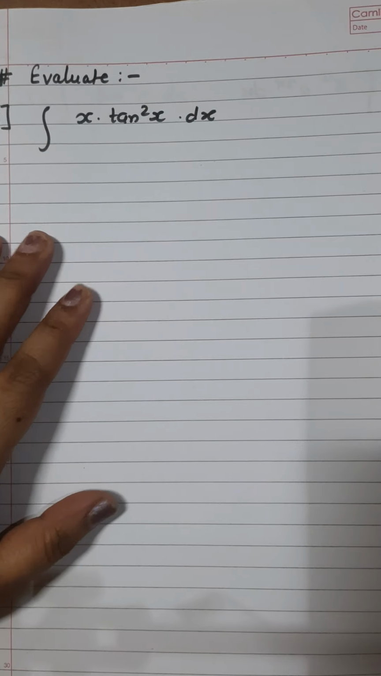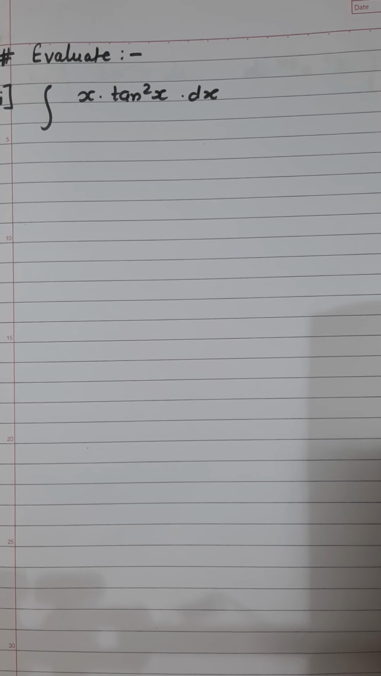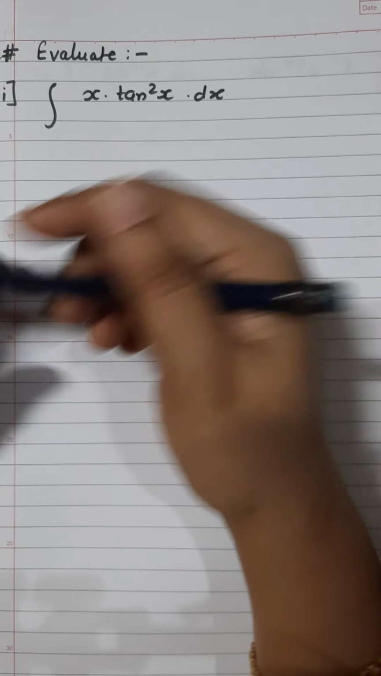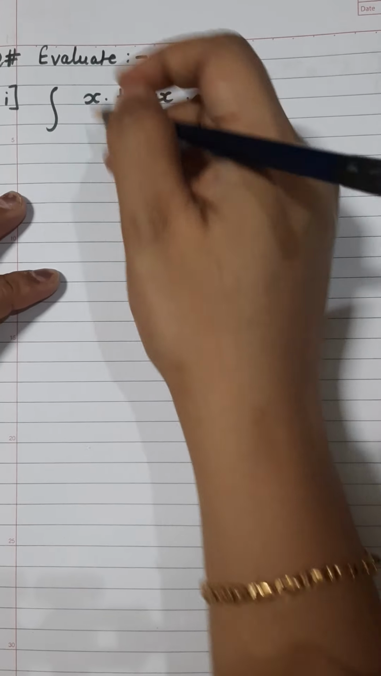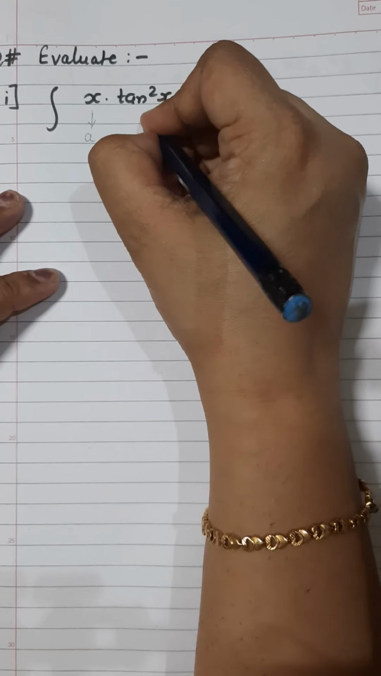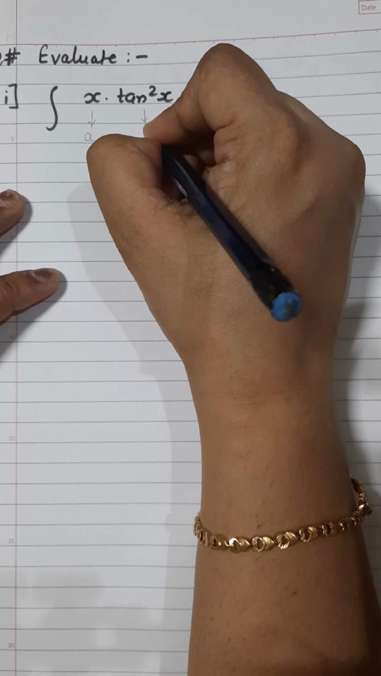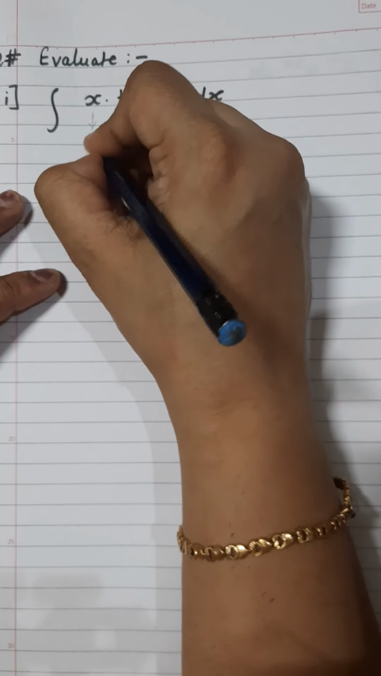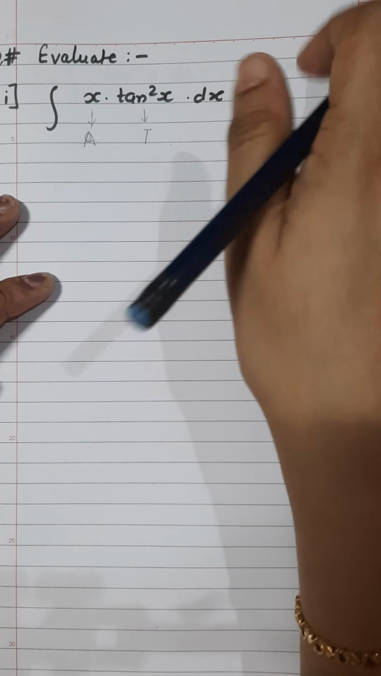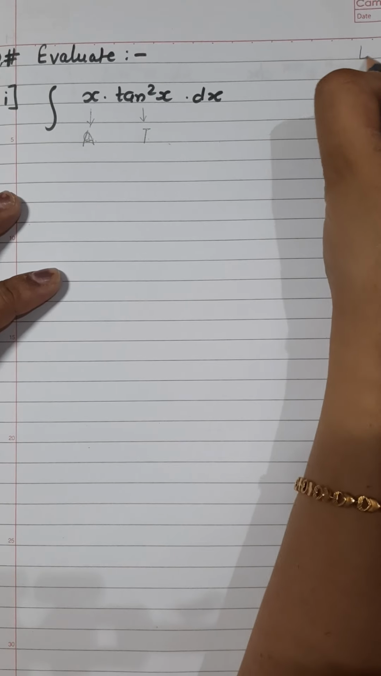So our very first question is: evaluate x into tan square x dx. So first check our LIATE order. So this is an algebraic function and this is a trigonometric function. Okay, in the exam you are not supposed to write this. You have to identify and proceed, or simply write LIATE here like this.